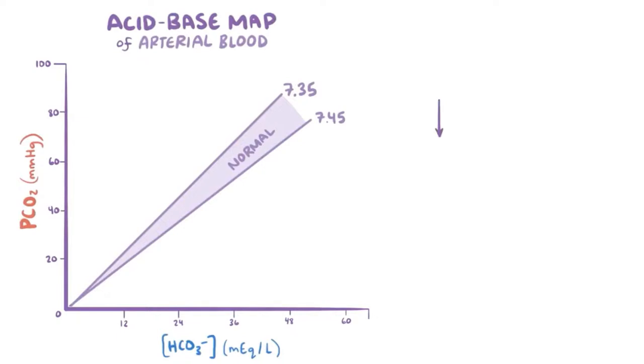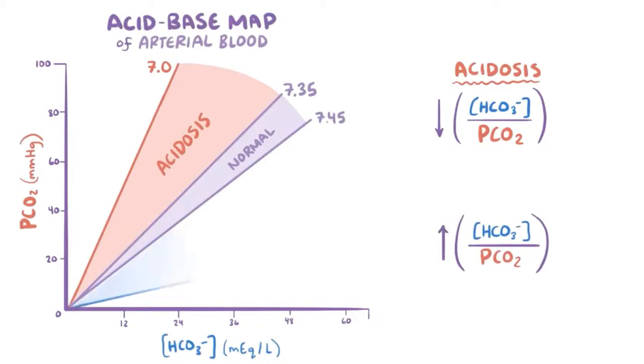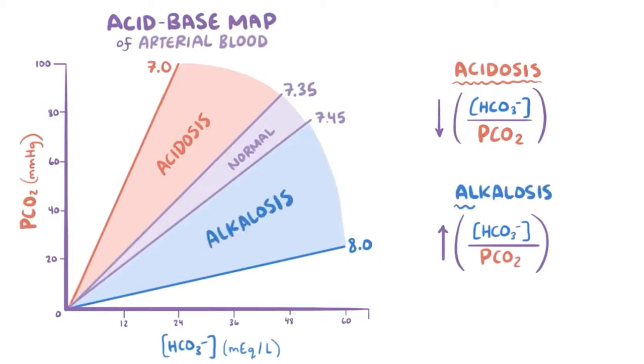Specifically, if there's a decrease in the ratio of bicarbonate concentration to partial pressure of carbon dioxide, the pH drops below 7.35, and we shift to the upper left part of the acid-base map, where there's acidosis. On the other hand, when the ratio increases, the pH rises above 7.45, and we move to the lower right part of the acid-base map, where there's alkalosis. Acidosis and alkalosis can be classified according to their root cause, as being either respiratory or metabolic.